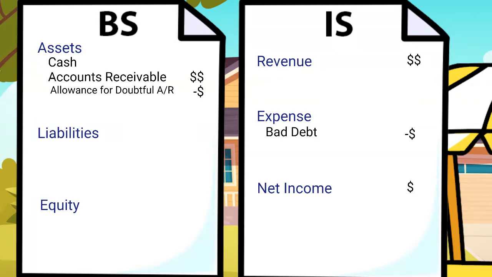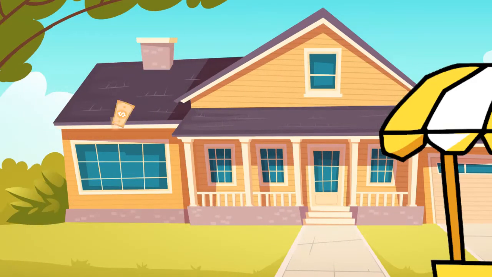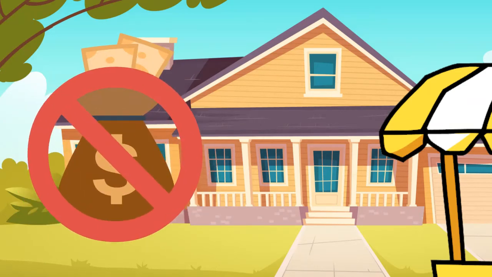What happens if we later find out those estimates were correct? Once it's determined to be uncollectible, you would write off that AR and allowance for that AR through the following entry: a debit to allowance for doubtful accounts and a credit to AR. Gotcha. Okay, but how do we determine the amount of allowance to create?